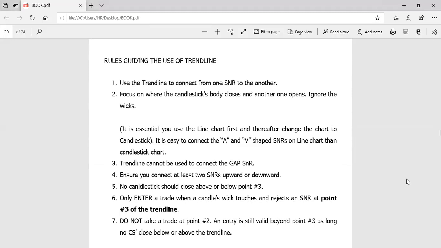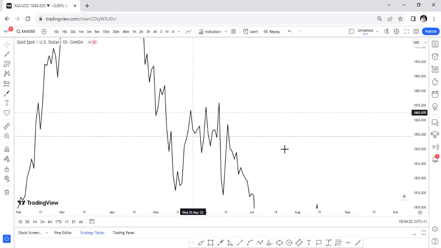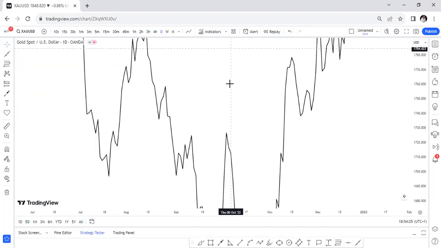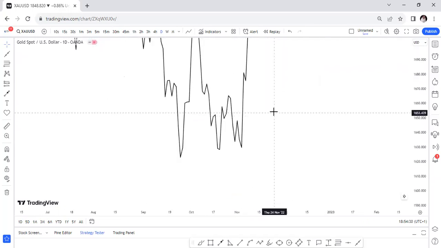Ensure you connect at least two SNRs upward or downward. At least. You cannot connect only one trendline and say you are going to look out for an entry. No, at least two SNRs upward or downward. No candlestick should close above or below point 3. Like we have in that place, the previous one, the third point. Where is it now? Let me get it again. Yeah, no candlestick should close.